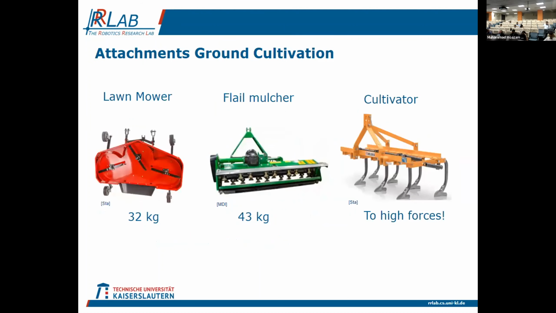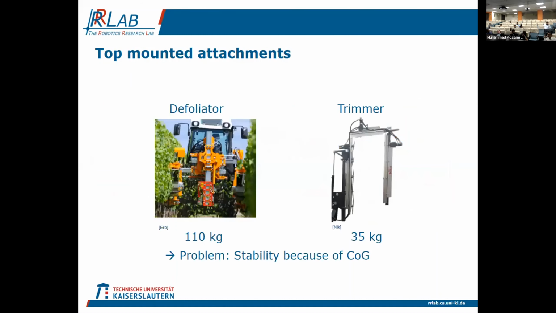These are different attachments for ground cultivation, like mowers, flail mulcher, and the cultivator itself could also be possible, but with this you would enter the ground, and therefore you need very high forces, and this is not possible with our lightweight construction. The idea is to use such a mower or flail mulcher in a lightweight construction. And these are also some other use cases.